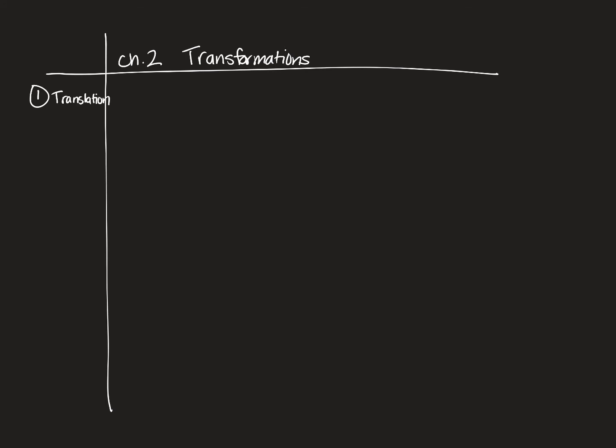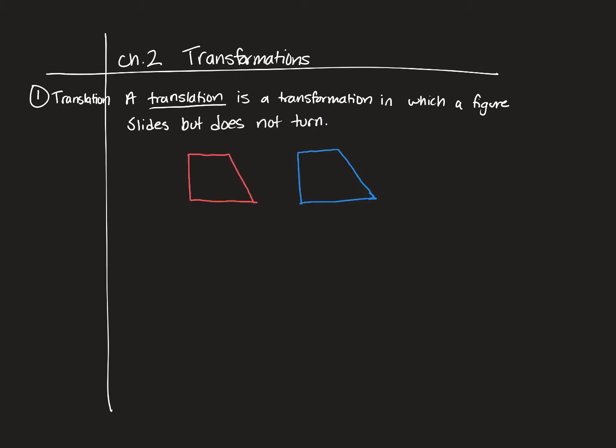A translation. So a translation is a transformation in which a figure slides but does not turn.